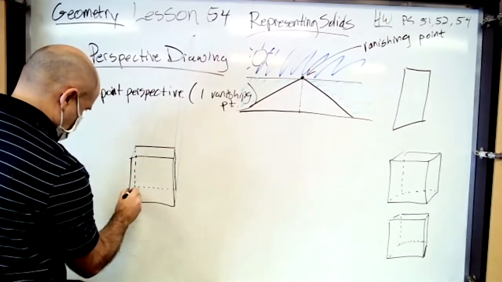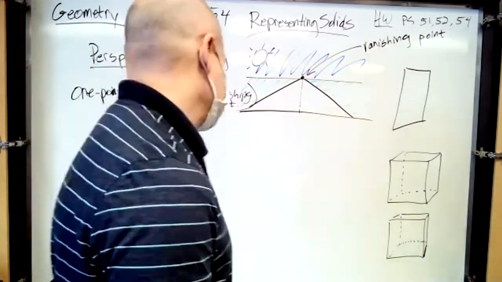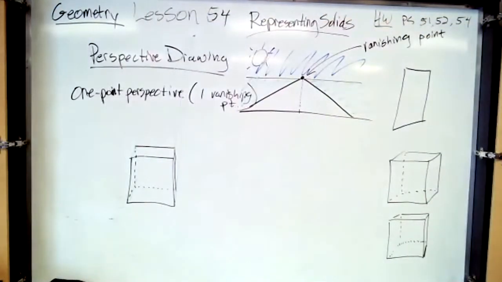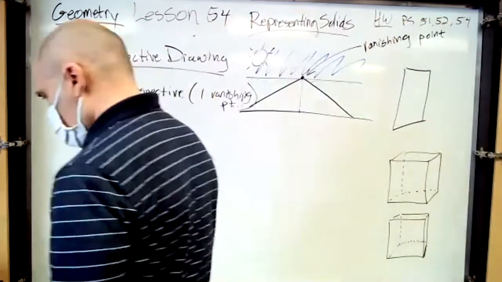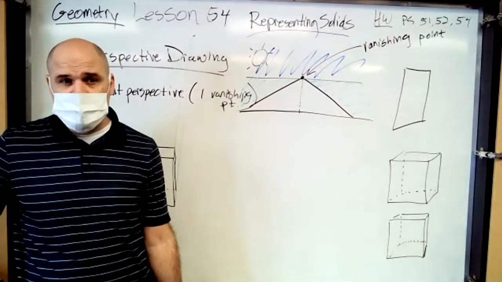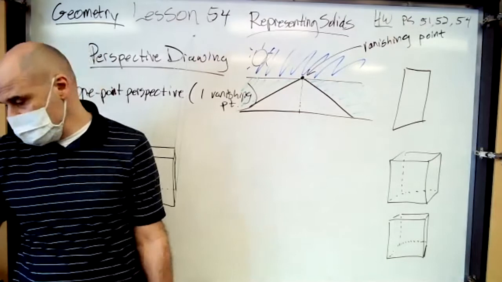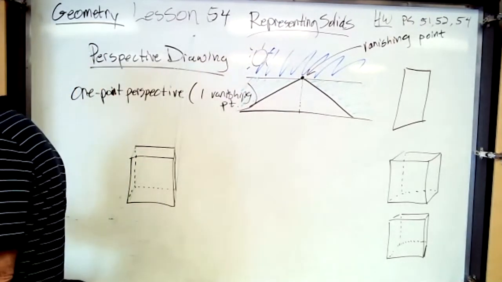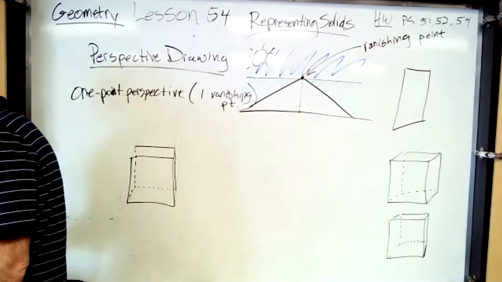I gotta keep going. Okay, so that looks more like this one. See, that one looks more like this, where it looks like it's going more into the board. I should have drawn that point a little bit more this way because it looks a little wonky. But this is called a one-point perspective. You're going to be asked to draw these on one of your tests. So you just have to draw each vertex to this point.